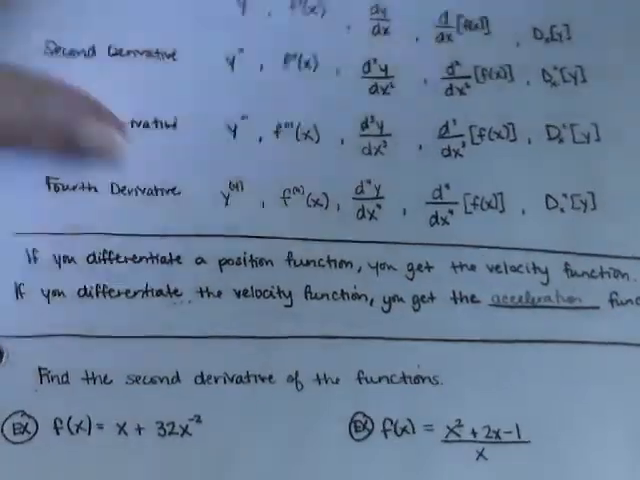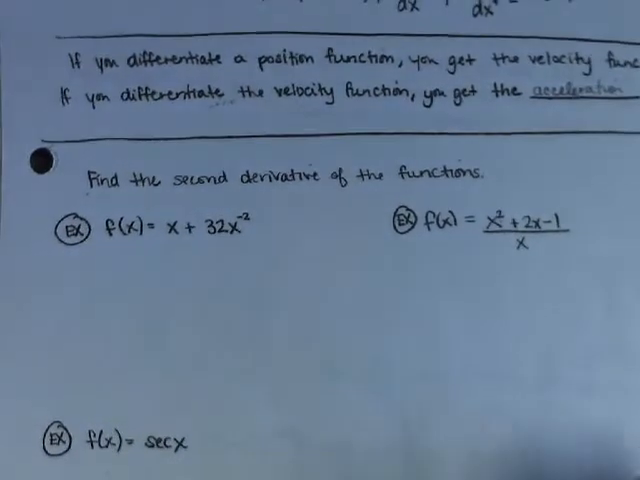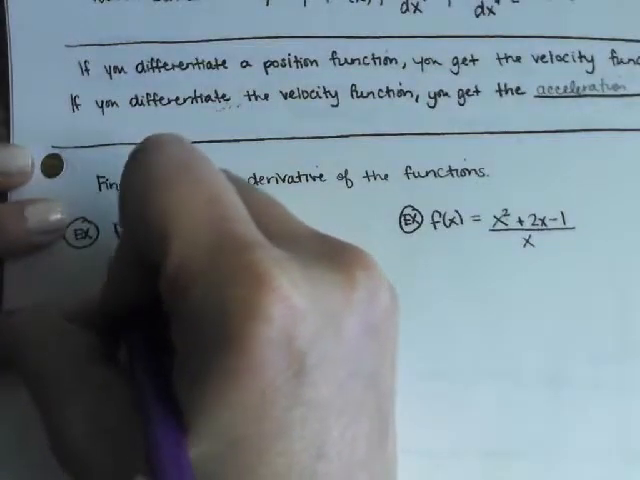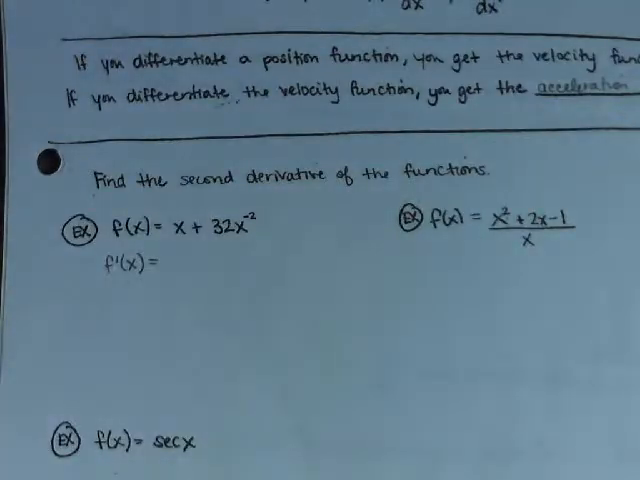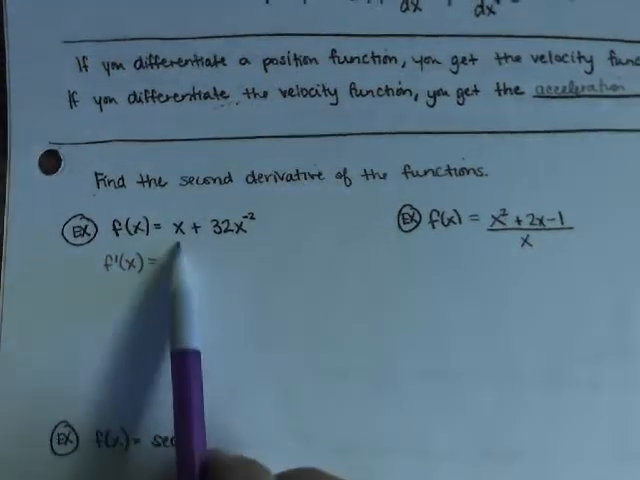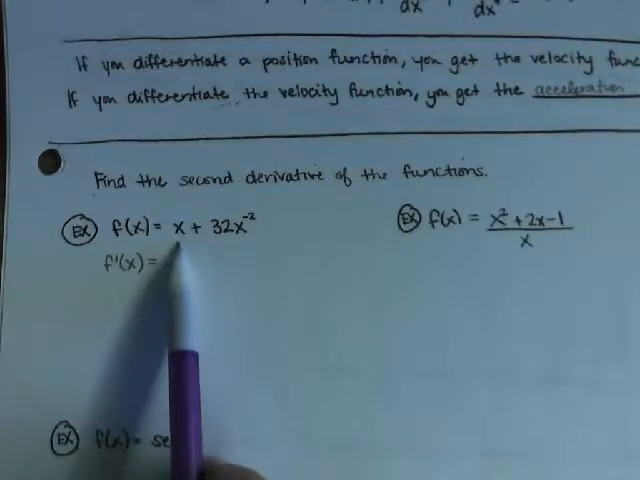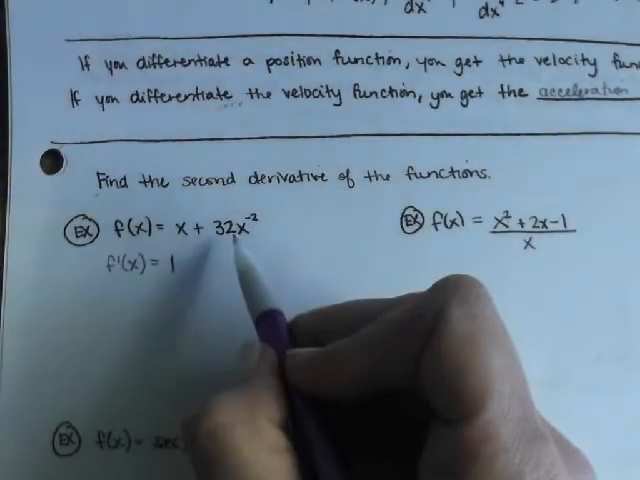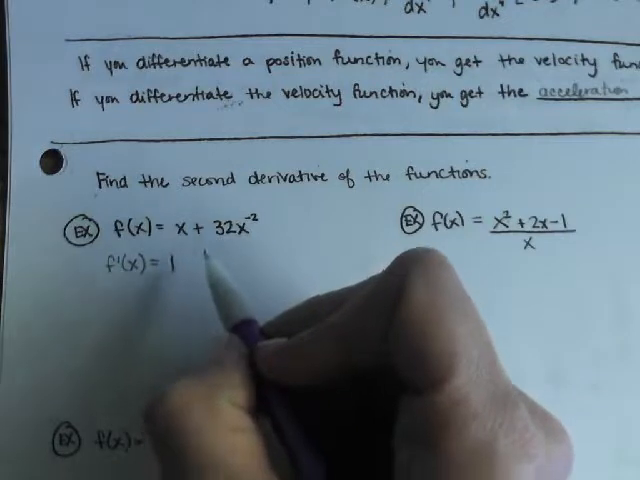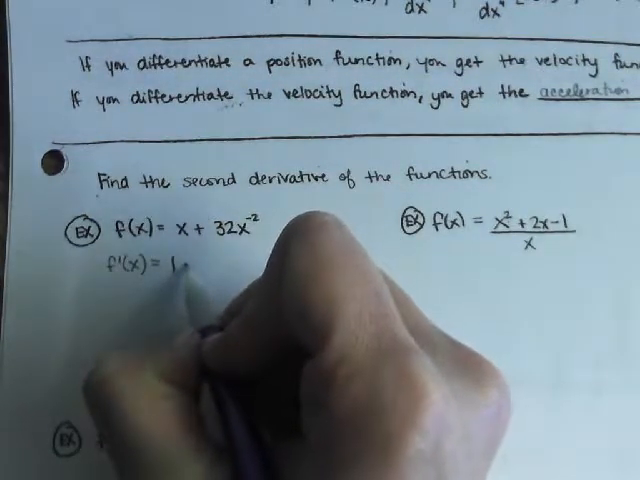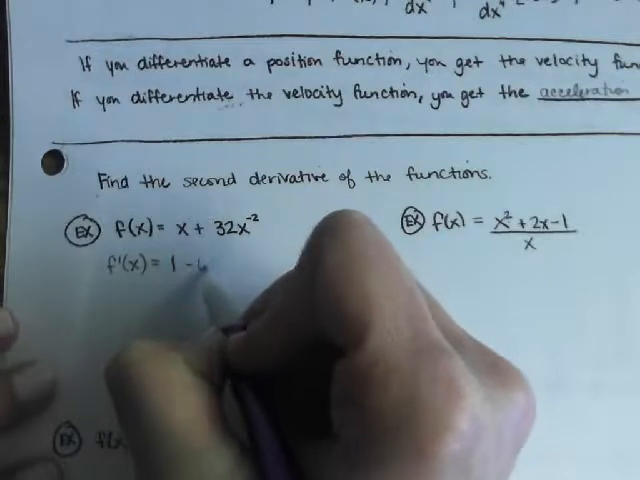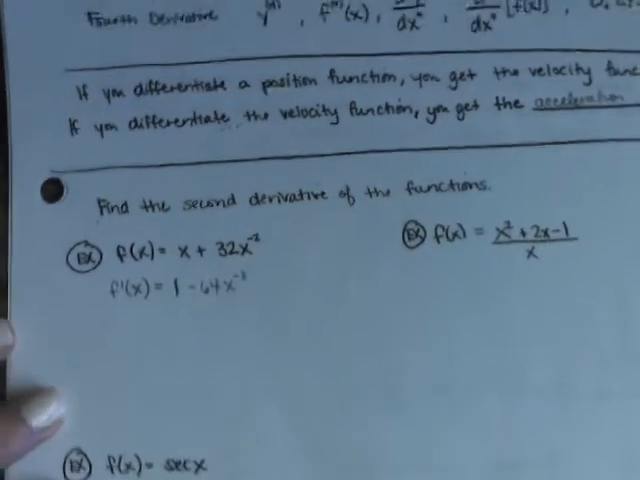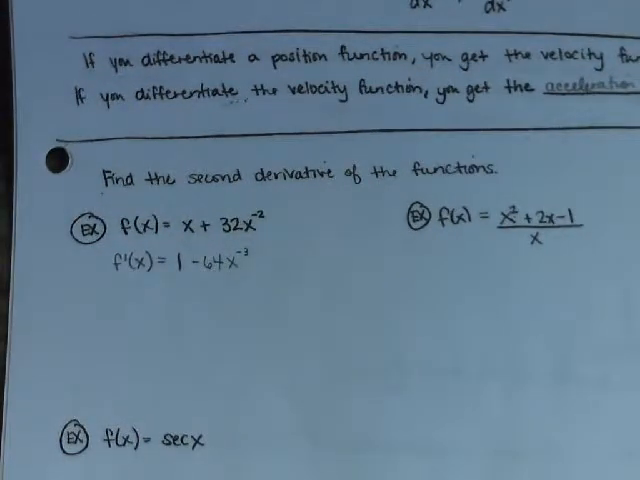The examples on the bottom are just getting into the second derivative. We're given the original function. We first have to find the first derivative, so f prime of x. Aaron, what's the derivative of x? 1, good. And Jane, what's the derivative of 32x to the negative second? Negative 64x to the negative third. Good. So there's our first derivative, just following some basic power rules.